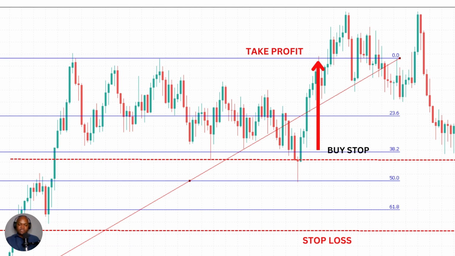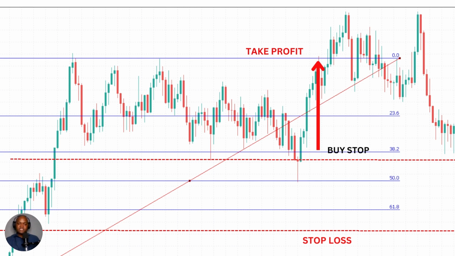So you wait for the appearance of a hammer candle. In this case, we are talking about a retracement where there's a bullish impulsive move. So you wait for a hammer candle. Once the hammer candle has appeared, you're going to make use of a buy stop where you place it above the nose, and then your stop loss is going to be below the level 61.8.